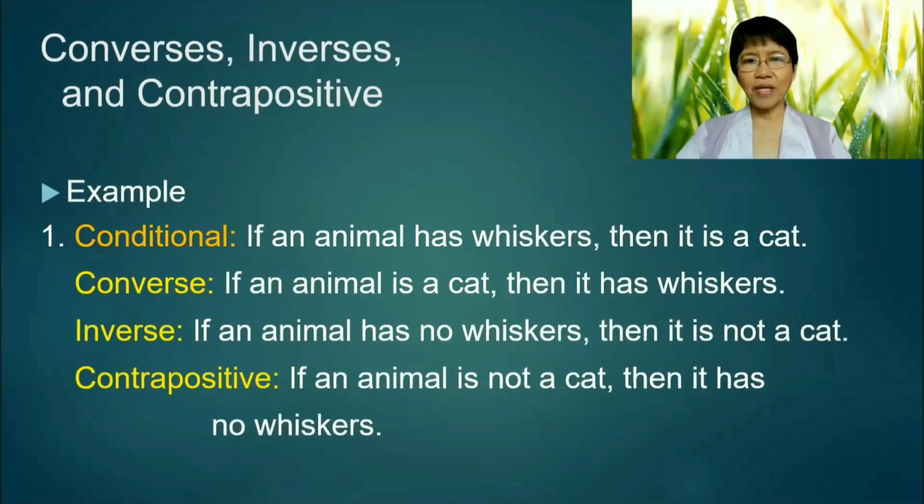So let's look at some examples. Number 1, conditional: if an animal has whiskers, then it is a cat. Converse: if an animal is a cat, then it has whiskers. Inverse: if an animal has no whiskers, then it is not a cat. And contrapositive: if an animal is not a cat, then it has no whiskers. We're not talking about what is true and what is not. We're just converting the conditional to the inverse, converse, and contrapositive forms.